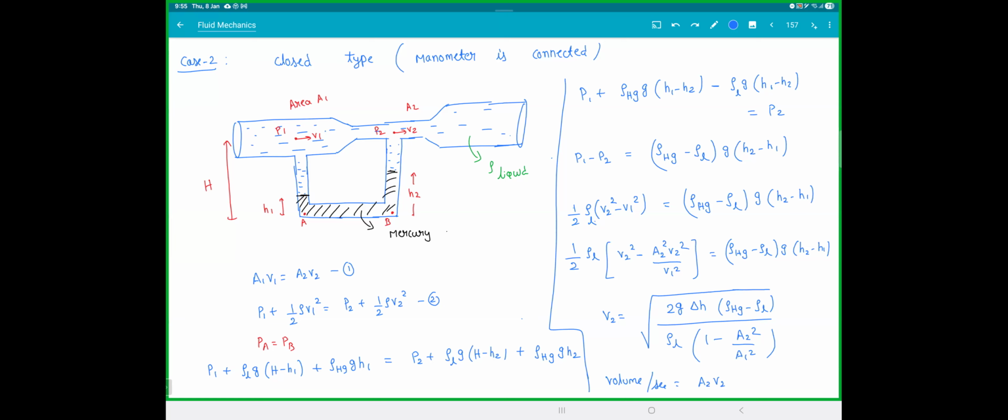I know it's a lot of equations. Just have a look at this. If you see, I just played with these things only: the equation of continuity, Bernoulli's equation, and PA is equal to PB. That's it. That solving is lengthy. Did everyone get this?